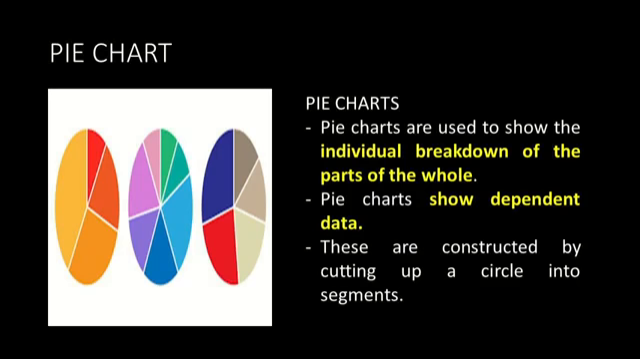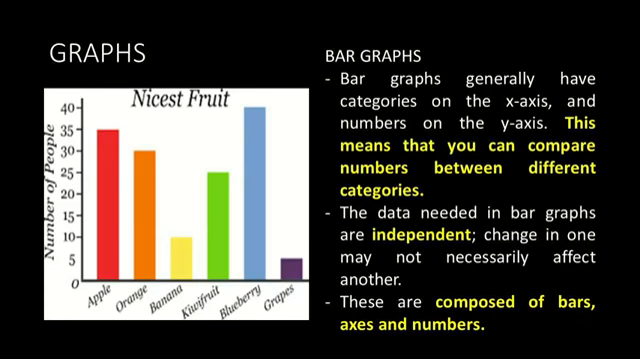Now in the example, you can see that 3 circles are cut up into different slices, and by showing dependent data, it means that if one segment or one slice increases in size, that would mean that 1 or more slices might decrease in size as well. So that is why it is dependent data, because if one slice increases, another decreases in size. Okay, moving on. We have the first type of graph, or the bar graph.